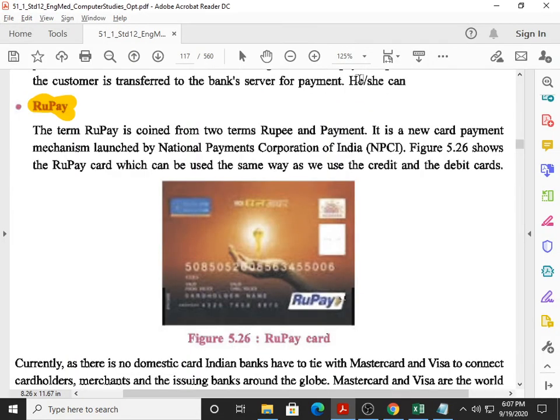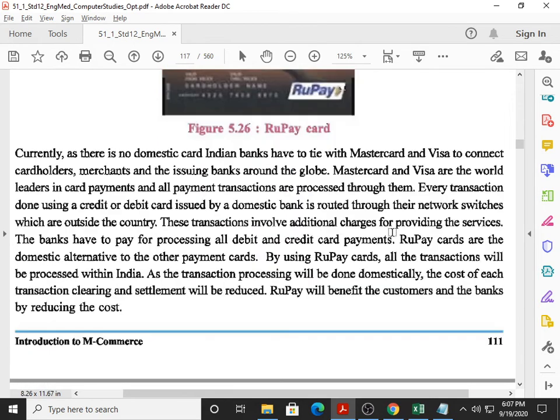Now see what the textbook says. The term RuPay is coined from two terms, rupee and payment. RU means rupee and PAY means payment. This is a new card payment mechanism launched by, please underline, important, the National Payment Corporation of India, NPCI, can be asked in exam, important. They launched this card. Figure 5.26 shows the RuPay card, which can be used the same way as we use a credit card or debit card.